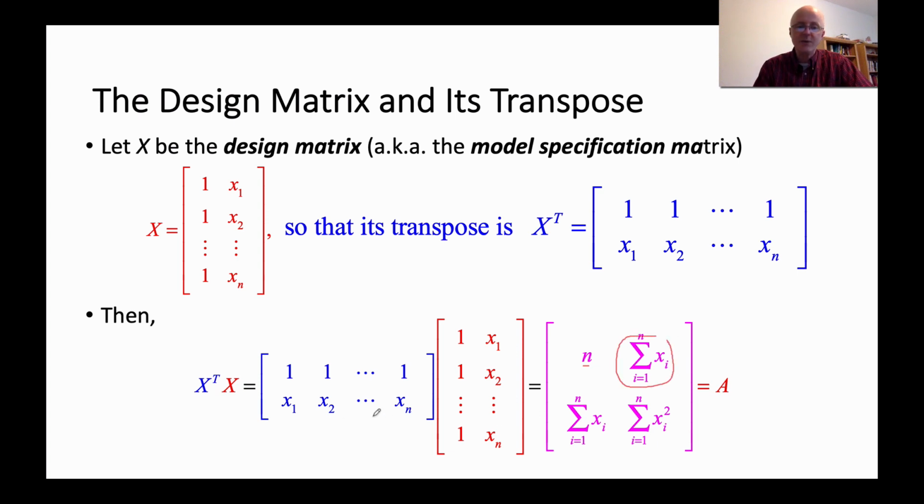For the lower left entry, I'd multiply x1 times 1 plus x2 times 1, etc. through xn times 1. That will be this summation. And finally, for the lower right entry, I'd multiply x1 times x1 to give me x1 squared, x2 times x2 to give me x2 squared, add that, etc. Keep adding until you get to xn times xn. The last term you add is xn squared. It gives me this summation here. That is the thing I called capital A on a previous slide.